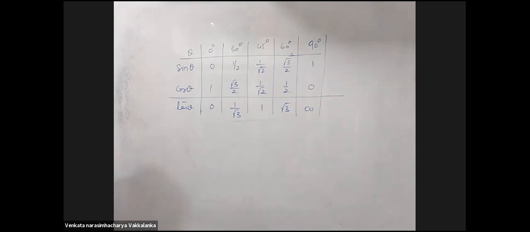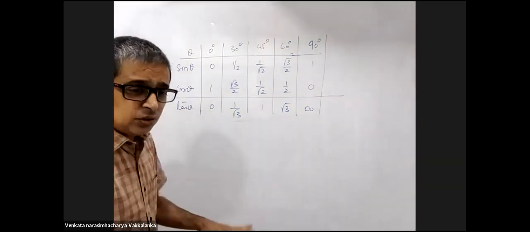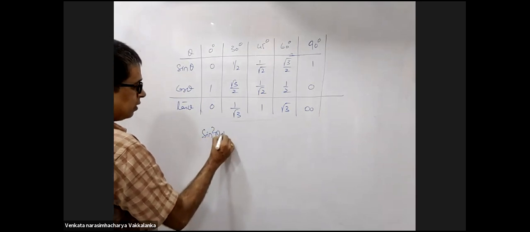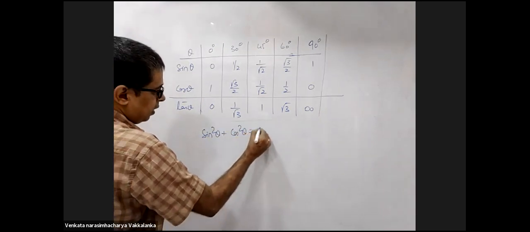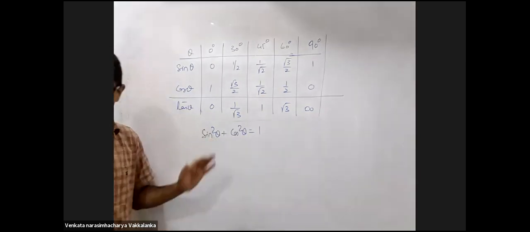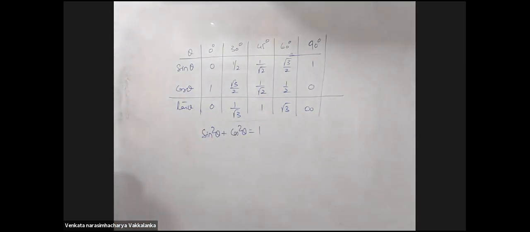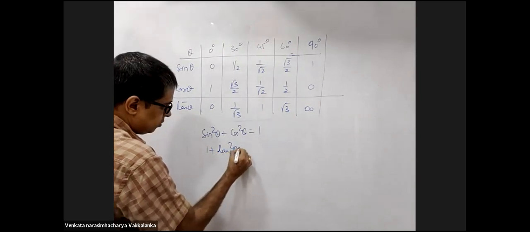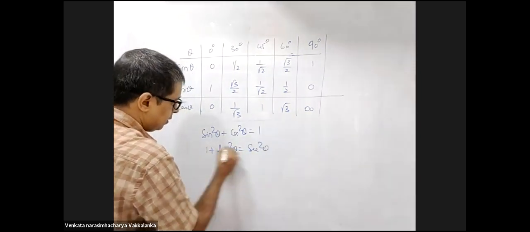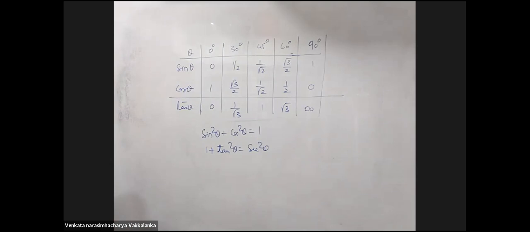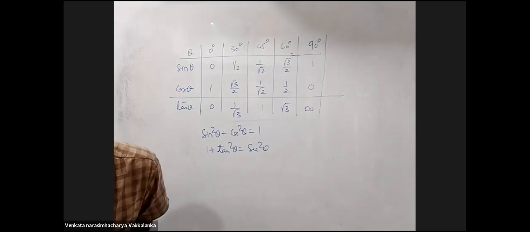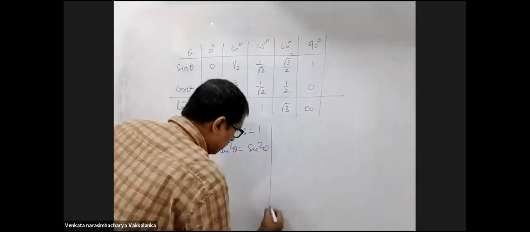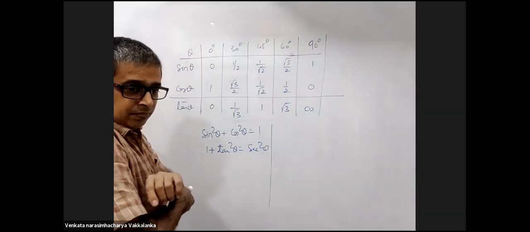Right? A few things I assume you people know. Sin square theta plus cos square theta is 1. 1 plus tan square theta is sec square theta. All of you know till here? Now, there are two formulae that you will have to remember.